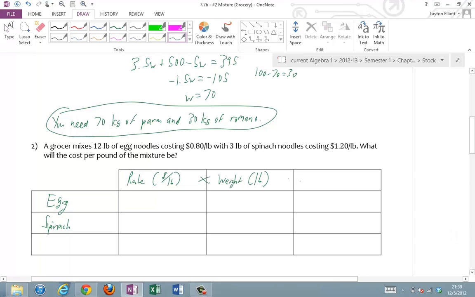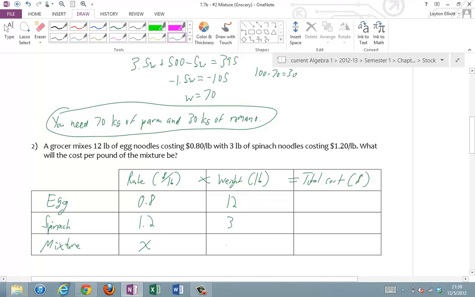Rate times weight is equal to total cost, that's in dollars, and my rate for the egg is 0.8, the rate for the spinach is 1.2, we have 12 pounds of egg and 3 pounds of spinach. What will the cost per pound of the mixture be? That's the variable, and that goes right here. That's going to be X. And so we'll call this last cell the mixture.